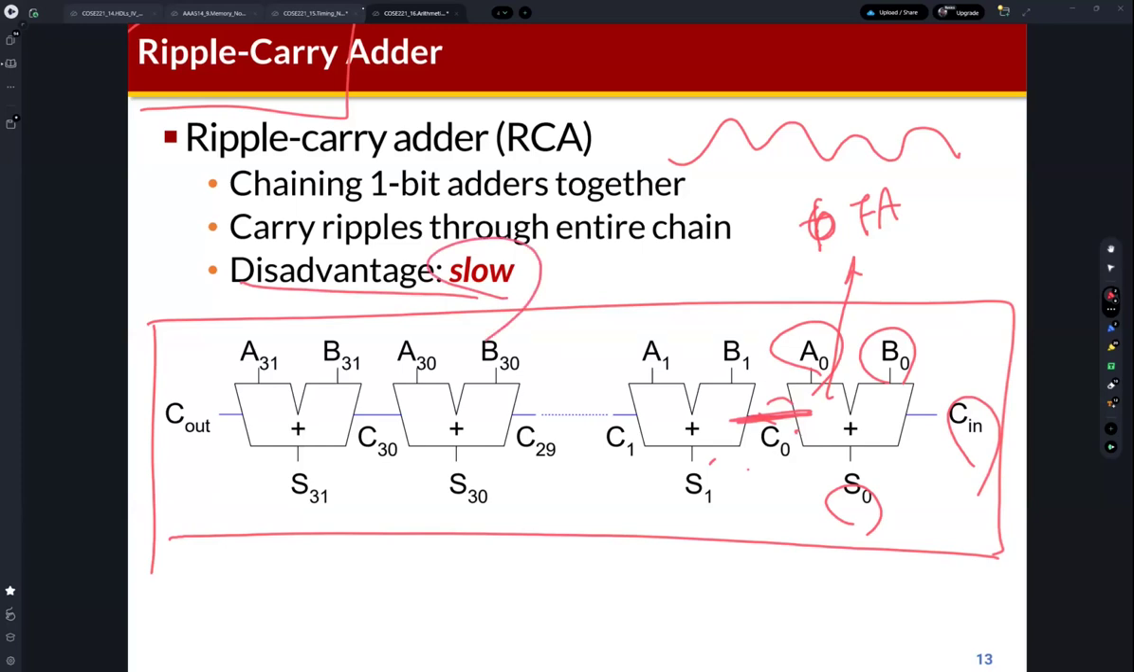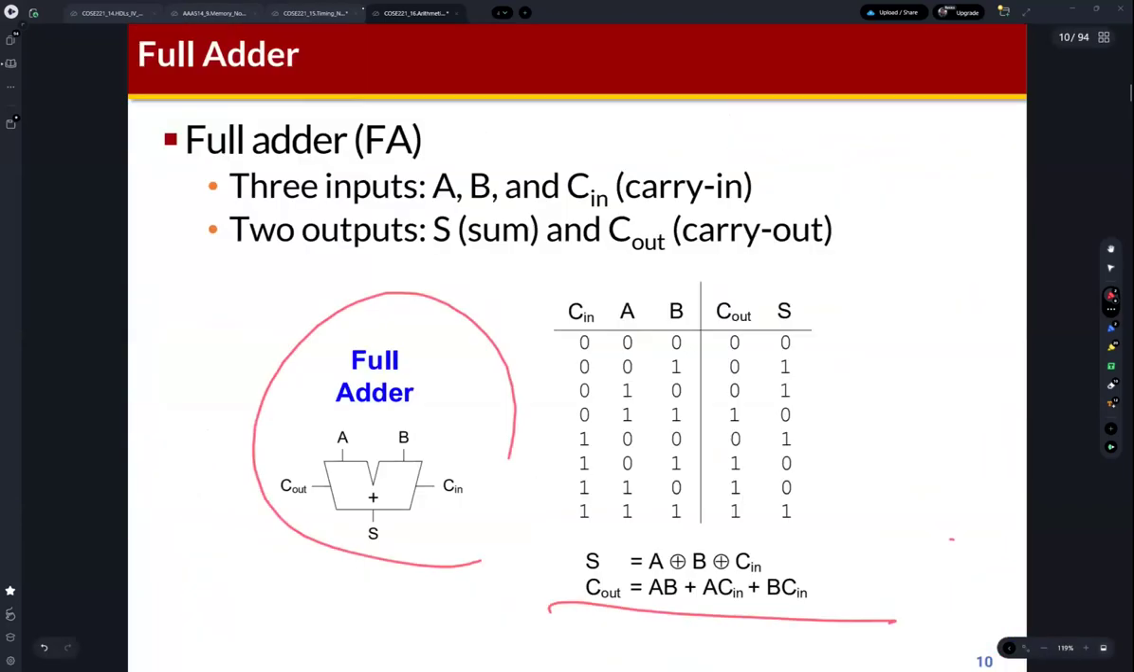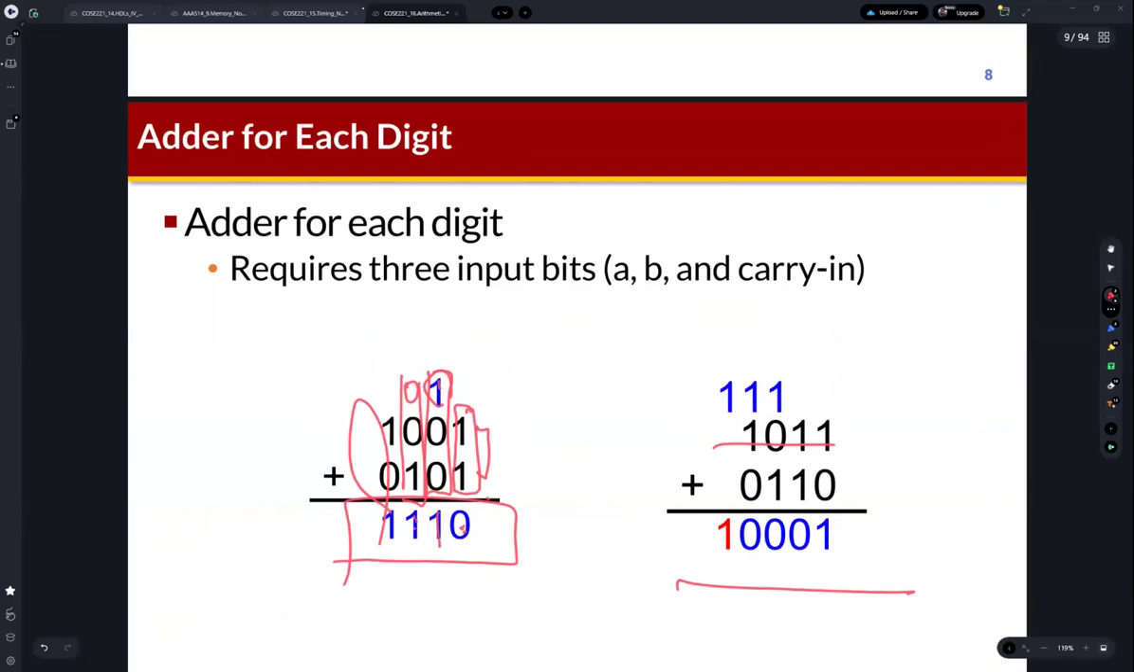But what is the disadvantage? It's slow. Why? We can simply analyze the critical path, which is the maximum delay of this ripple carry adder. So what is the maximum delay? What is the critical path when we calculate the adder?